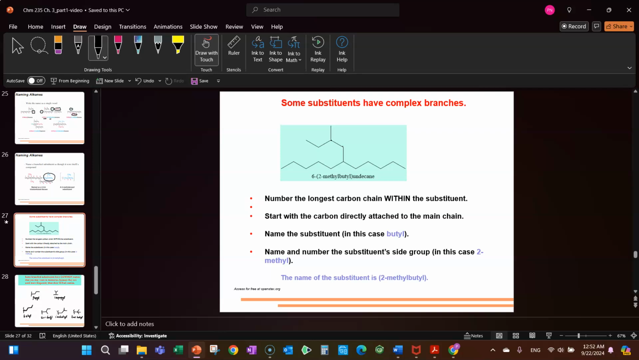So this is my 1, 2, 3, 4. Okay, so 1, 2, 3, 4. So at the second position you have a methyl. So you put them in parentheses, 2-methyl-butyl, and then undecane, because you have 1, 2, 3, 4, 5, 6, 7, 8, 9, 10, 11. It's an 11-carbon atom chain which has the name undecane.